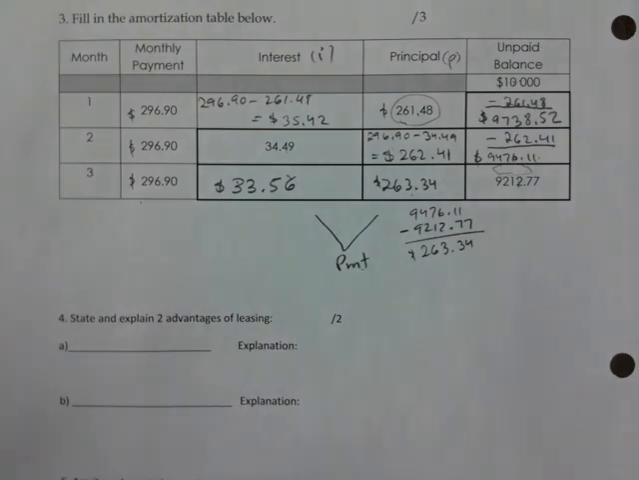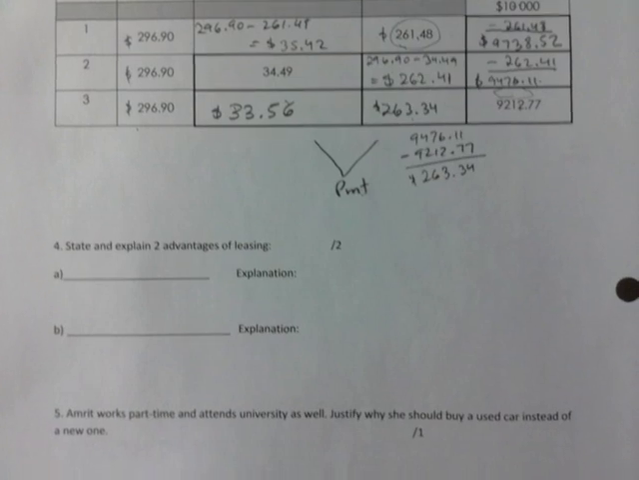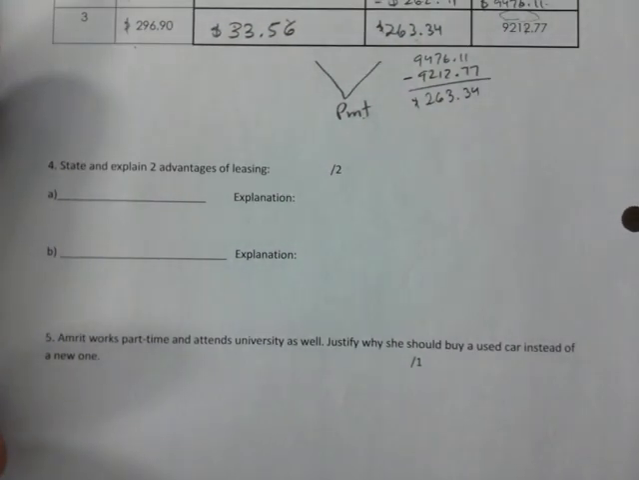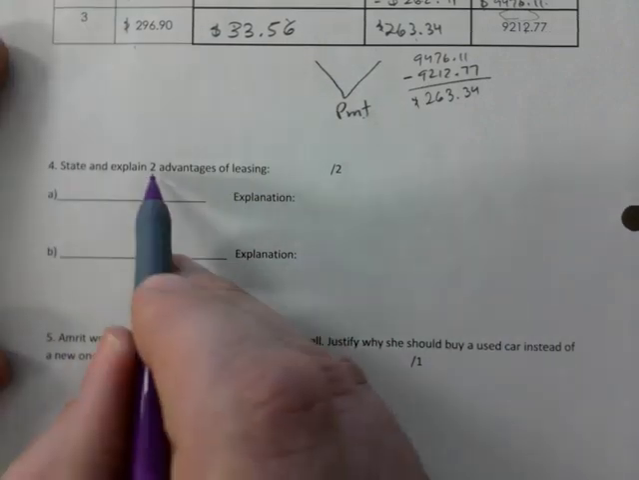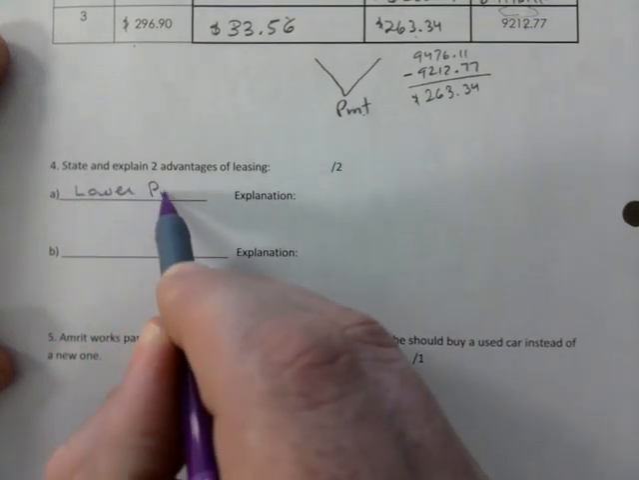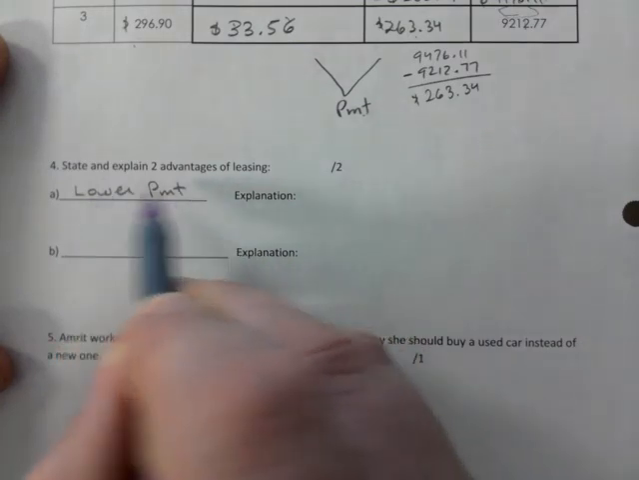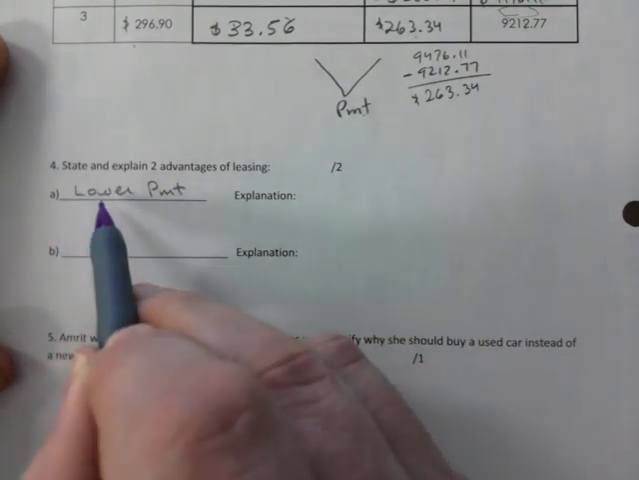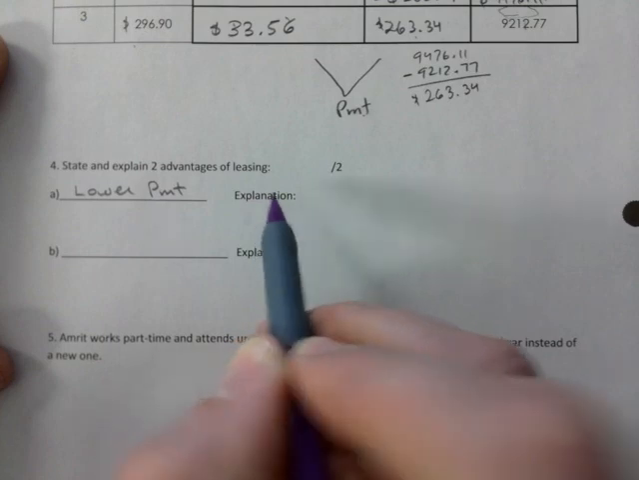Okay, next, state and explain 2 advantages of leasing. It's kind of repetitive a little bit, but I don't want these blank, okay? Give me something, and I'll try to fish for marks if it's off. Hopefully it's right. So advantage of leasing, lower payment, right? So you can see sometimes the province has done this. So they want, give me a few words and then explain why, okay?